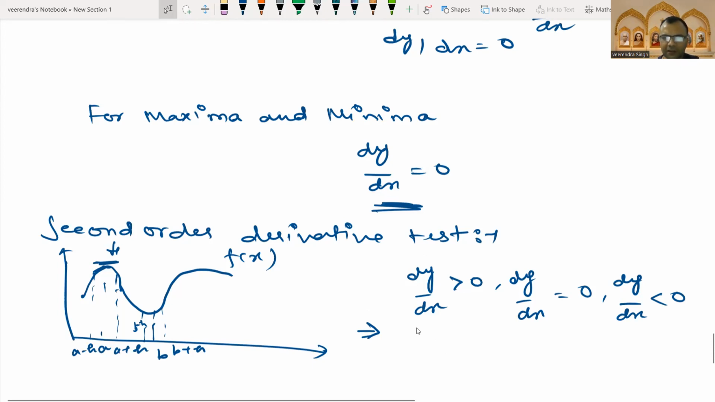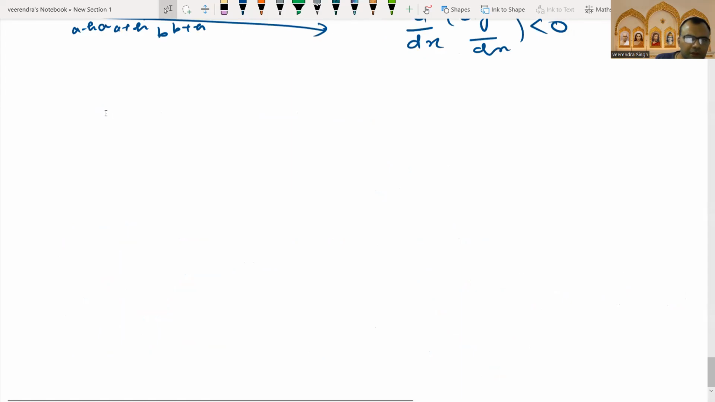If the slope is a decreasing function, then the derivative of the slope is less than 0. What does it mean? d by dx of dy by dx is less than 0. So from here we can write d2y by dx square is less than 0 for maxima.